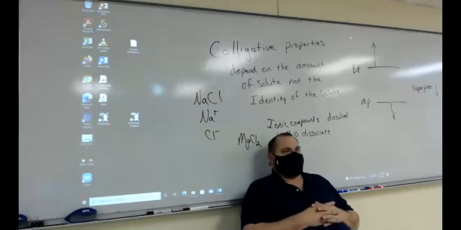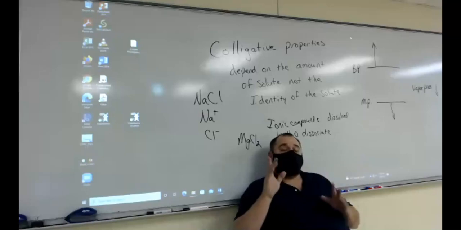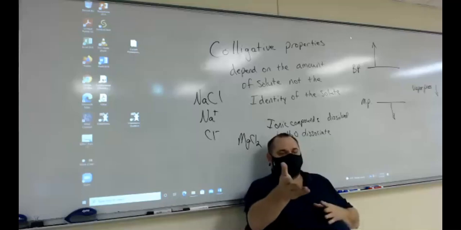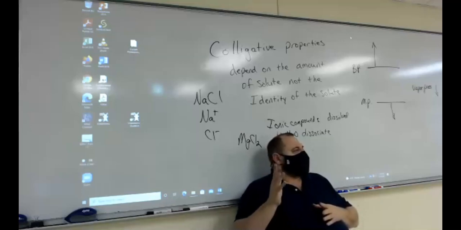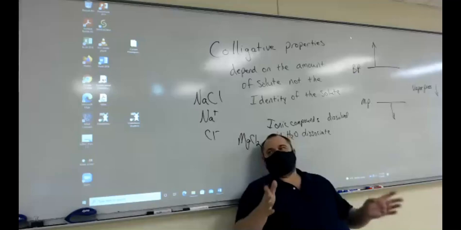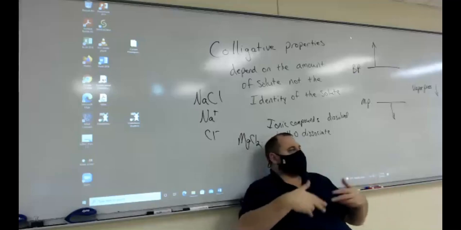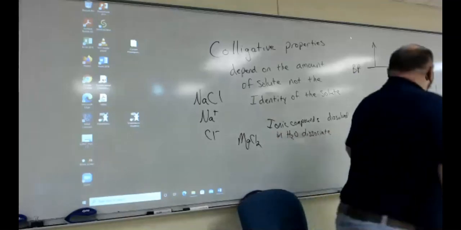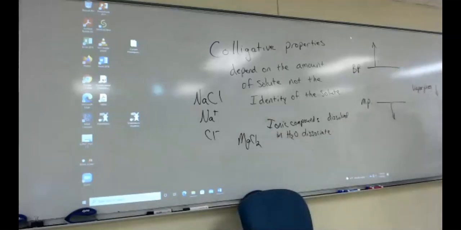How do we do it in here? We don't always use salt on the road. We use sand. Now, sand is not a colligative property. Why not? It doesn't dissolve. It has to dissolve to be a colligative property. So the sand doesn't dissolve, but it does give you some traction. Okay, great. So that's freezing point going down.